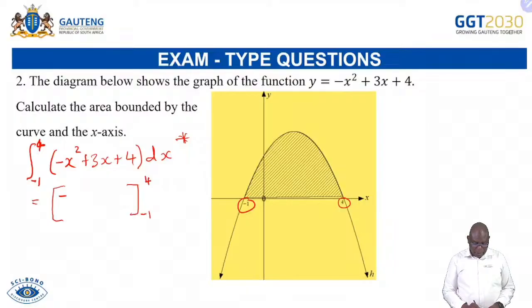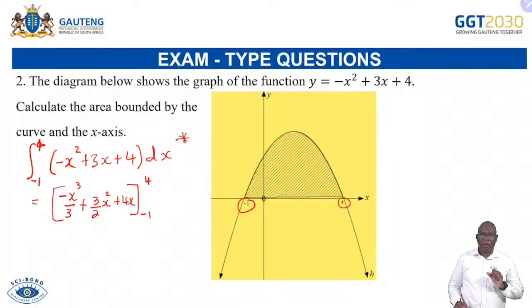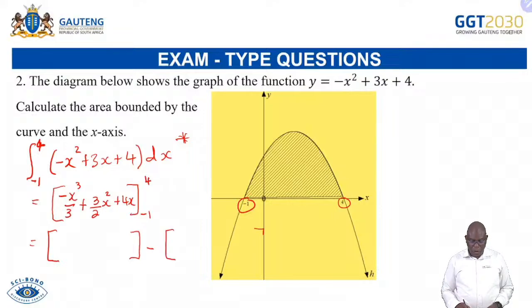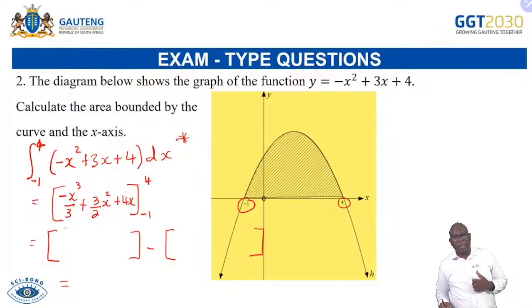It will be minus x cubed over 3 plus 3 over 2 x squared, yes, then plus 4x. No c when we are having definite integrals. Now from there, I have to expand it. Then I have to have my f upper minus my f lower. Then we write down the final answer here. Calculator usage, very important. So here I'm going to substitute. Now the substitution is very, very important. I see learners not substituting correctly, especially when we have a negative sign.